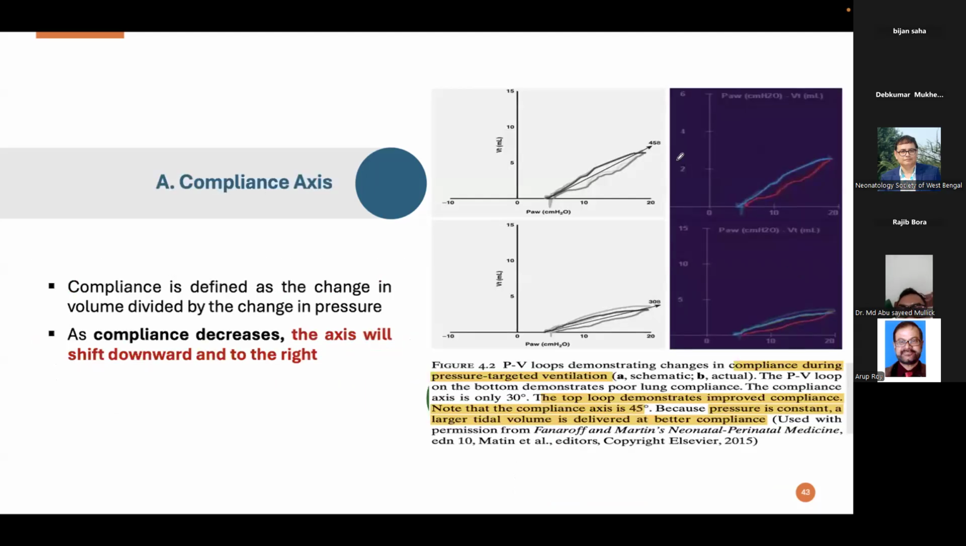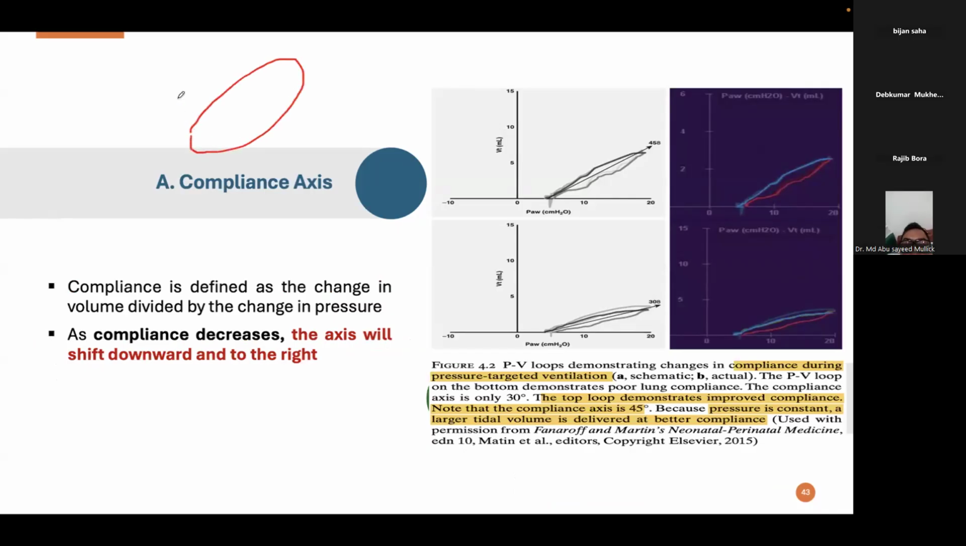Now the compliance axis. How does that help? As I told you, suppose this is your compliance axis. If we find that it is moving like this, that means the line is moving towards the right, and that means your compliance is bad now. So our idea is that if the loop or the axis moves towards the right, we say that the compliance has deteriorated in that patient. By simply looking at the position of this axis, we can say whether the compliance is good or bad.